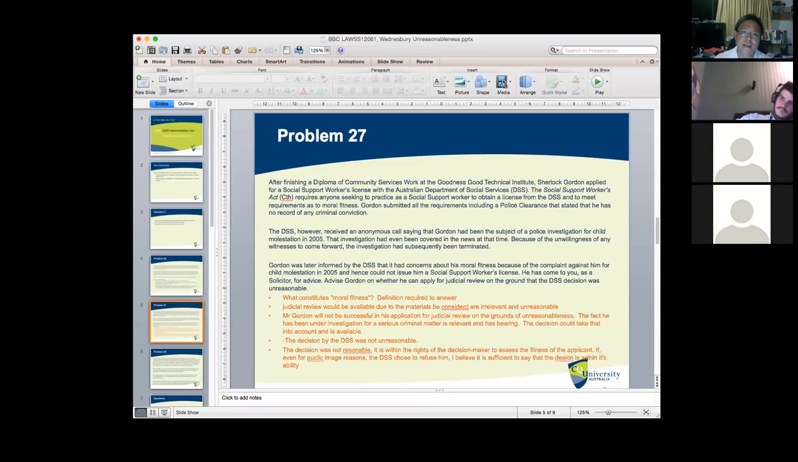Especially in this case, you begin to wonder whether you want to raise the issue of Wednesbury and reasonableness. So it's not so much a question of evidence, it's really more a question of whether you're able to meet the jurisdictional requirements. That's the first thing you need to be clear about.